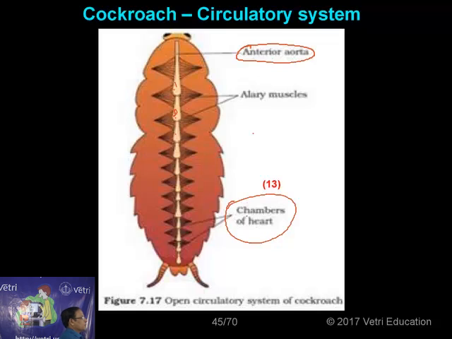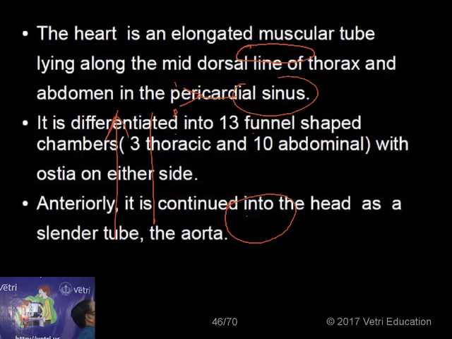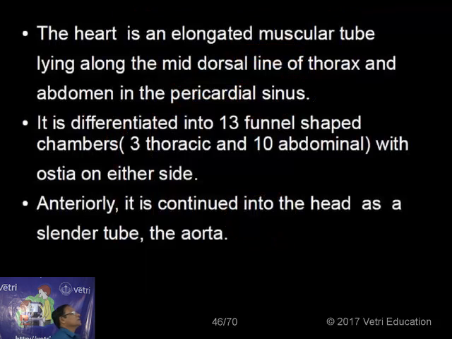Now, these are the alary muscles, the triangular muscles, you can see that one, connected to the body wall, the contraction and relaxation of which are responsible for the pumping of the blood. So the blood is moving in this direction, that is from posterior to anterior, not anterior to posterior. So the blood is circulating and pumped, reaching the different organs of the body. This is the structure showing the circulatory system.